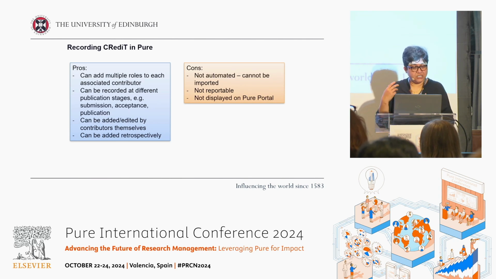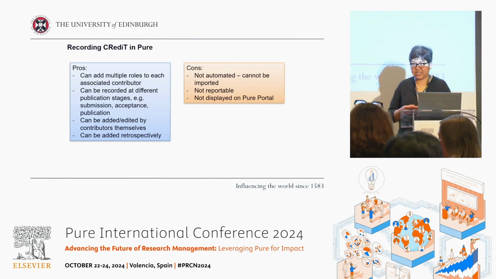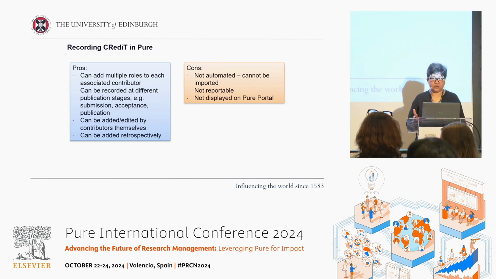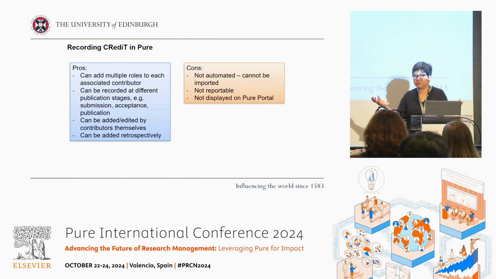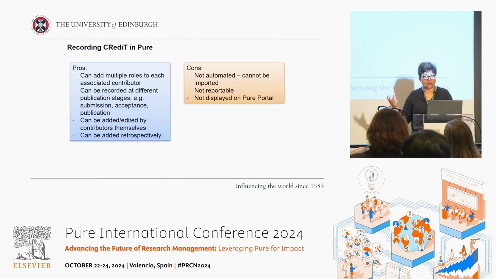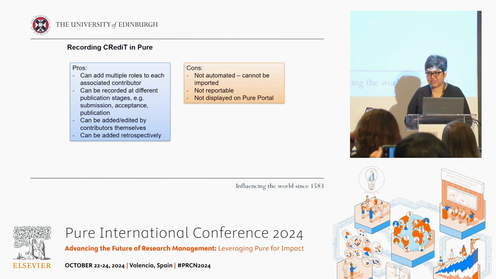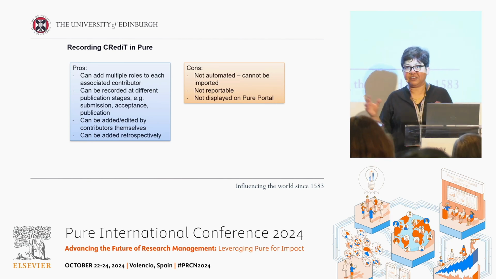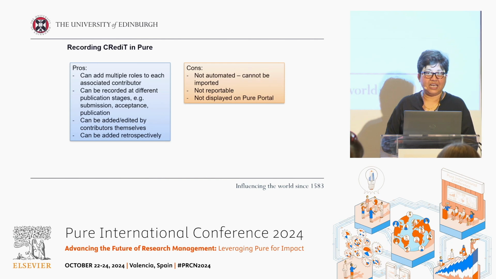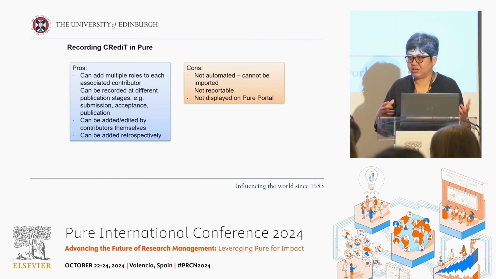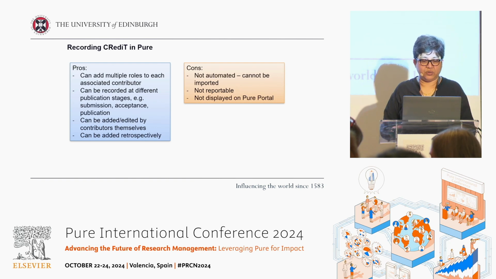We can have multiple roles to each associated contributor. You can add it at different publication stages as well if you record it in Pure, right? So you can have it at submission stage. So if you're thinking of submitting a paper, you've submitted a paper, you can edit then. And so it's good. It can be edited by contributors themselves. We don't necessarily have to have the intervention of administrators to do it. Editors or contributors can do it themselves. And you can edit retrospectively as well, so that's good. I mean, you've got Pure, you're recording research outputs by the thousands already, so why not do it in Pure?